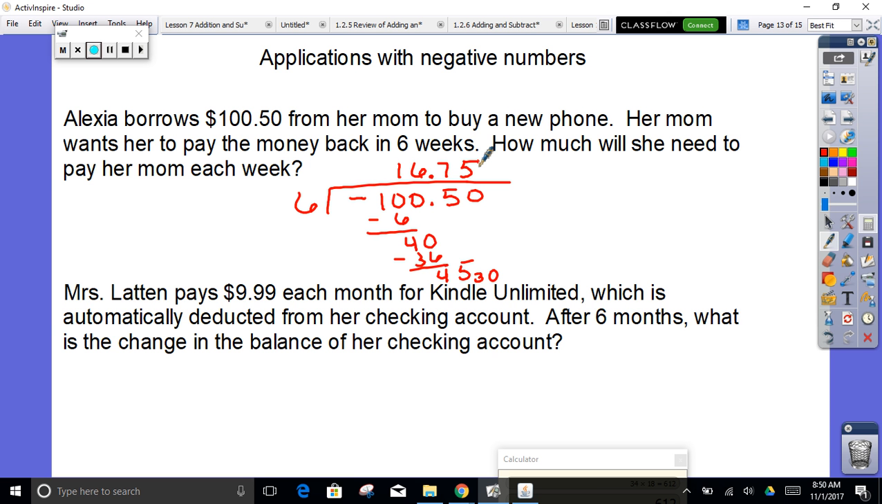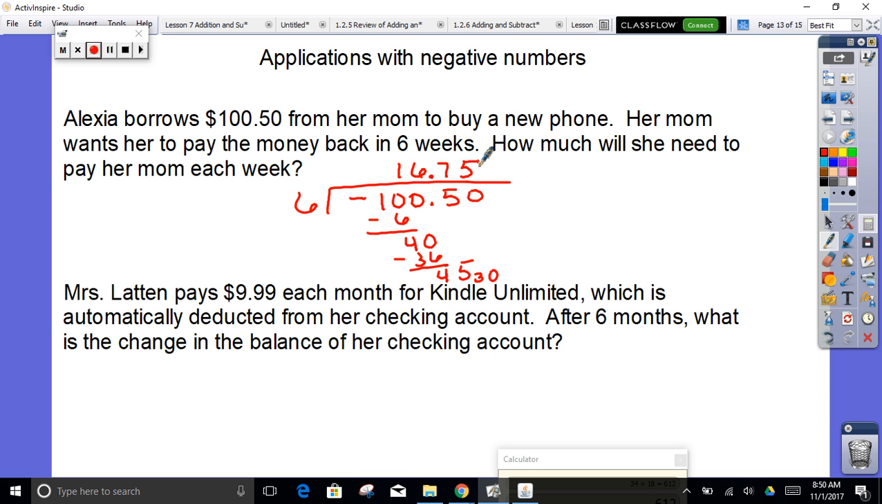We might say that each week, if she had a bank account, her account would deduct that much. So we have some word that implies that that money is going out, not coming into her.